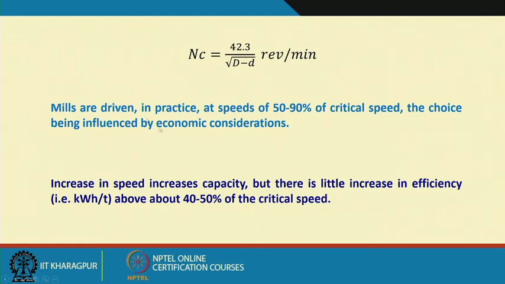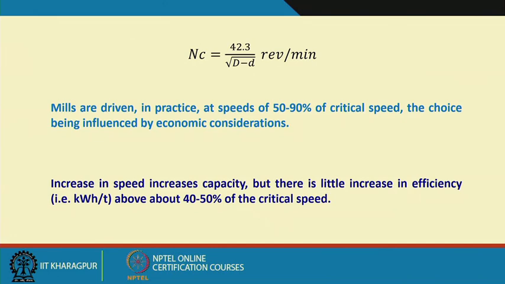So, there will not be any breakage. Do we operate my mill at this critical speed? No, because at this critical speed, that is my maximum limit. Mills are driven in practice at speeds of 50 to 90% of critical speed. We normally try to use 50 to 90% of critical speed, the choice being influenced by economic considerations and the product quality you require, which is not written here.